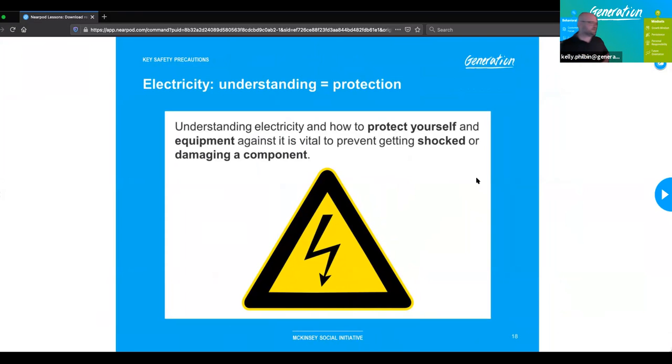All right, now we start getting a little bit into safety and some important things to remember, especially when you're dealing with electricity, because you can either damage the components you're working on and or yourself, especially when working with electricity.